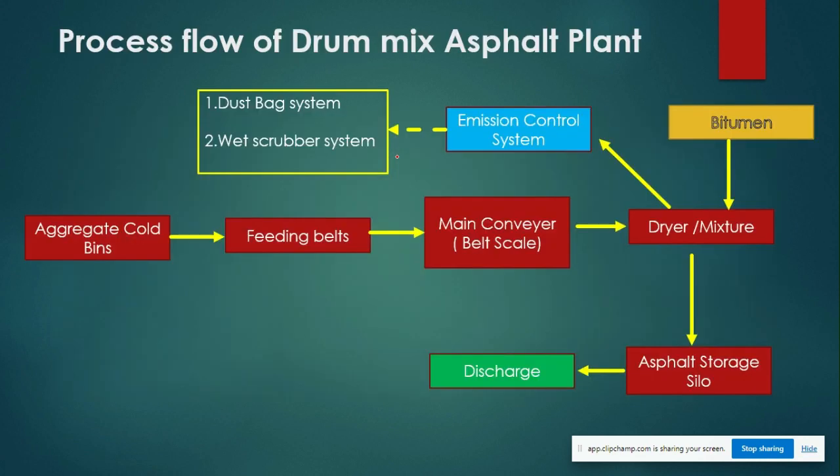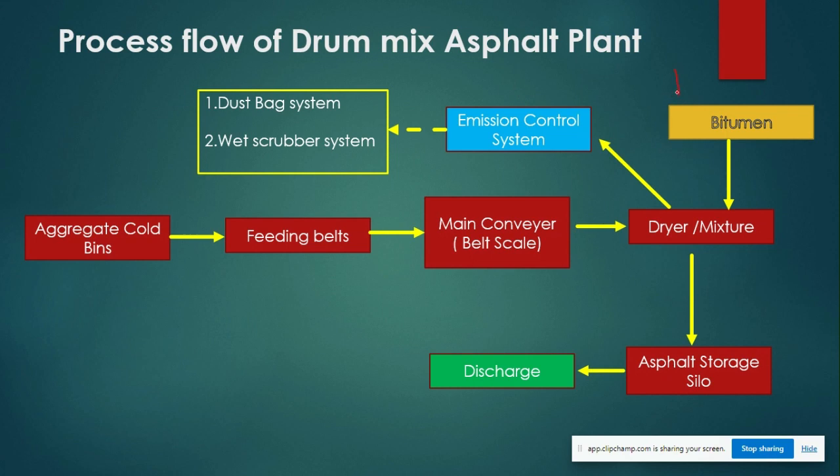In the drum mix asphalt plant, this is the flow chart. Aggregate cold bins, then feeding belts, main conveyor. That main conveyor also acts as a belt scale, and it goes to the dryer. Dryer and mixer are in one compartment, and it goes to the asphalt storage silo. Normally it's continuous production, stored in the asphalt storage silo, and we can discharge to the truck from the silo.